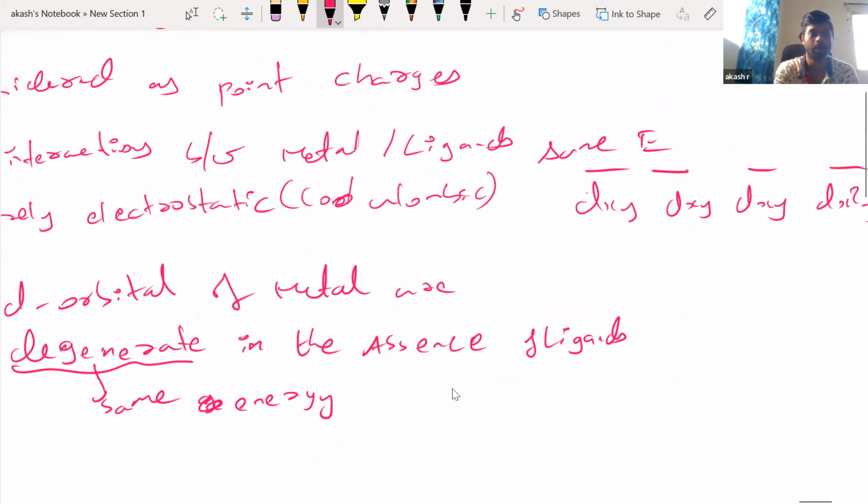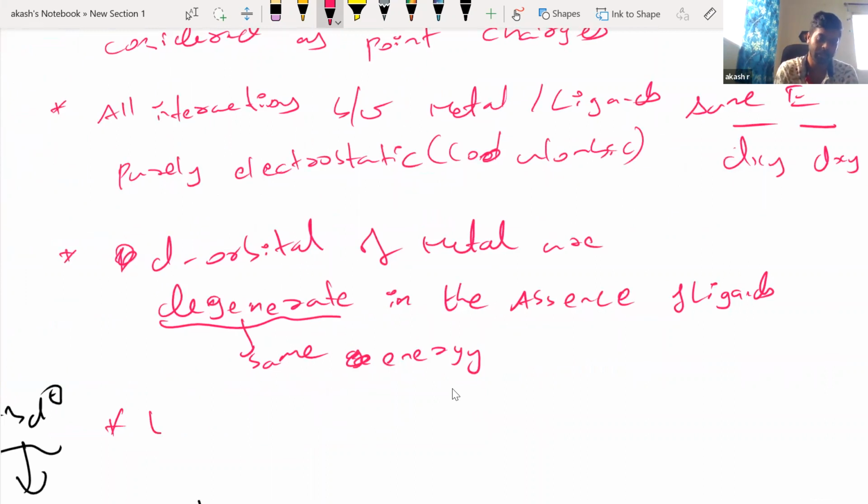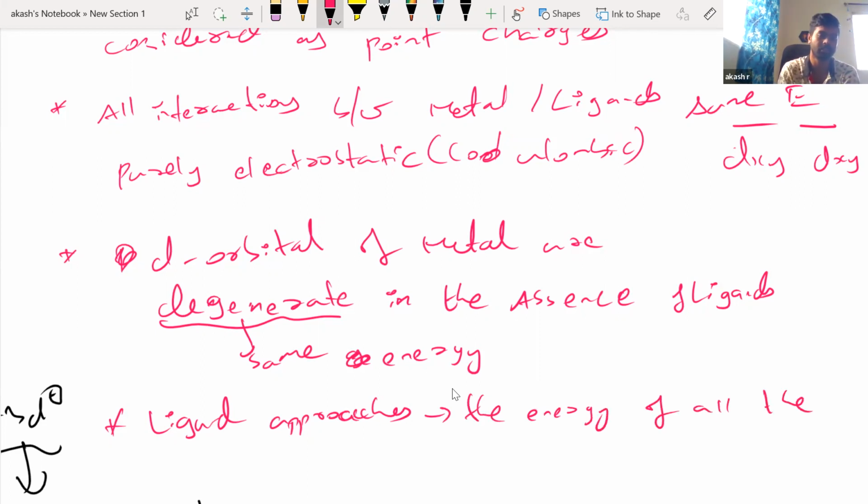Now, when the ligand approaches, the energy of all the d orbitals is increased. That's another thing, right? So what are we trying to say?